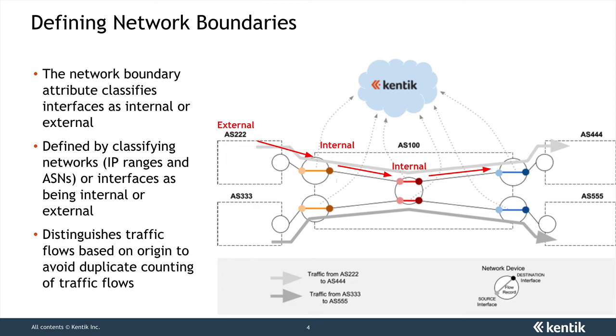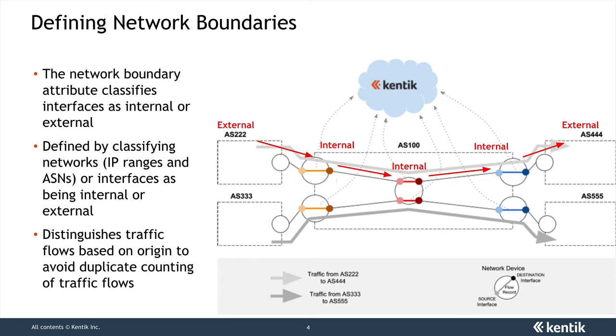At the last router that the traffic from AS222 to AS444 transits through the AS100 network, it enters the router on an interface which faces the inside of our AS100 network, and then exits towards AS444 out of an interface which faces the outside of our network. At this router, or observation point, the source network boundary of the original traffic flow would be internal, but the destination network boundary of the traffic flow would be external.